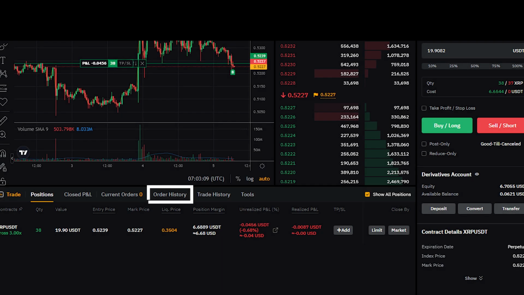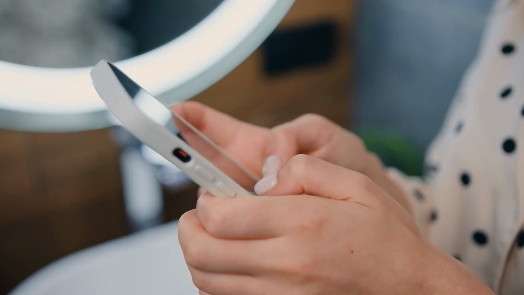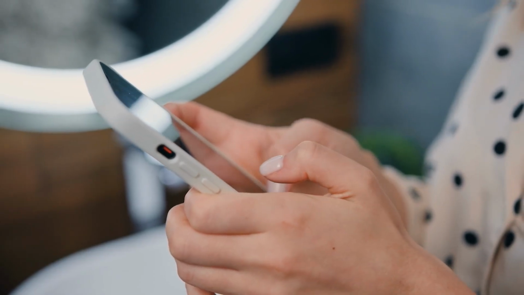You can also check your futures trading history by going to Order History. Here, you can see the total quantity and the number of completed orders. Today, we learned how to trade futures on Bybit.